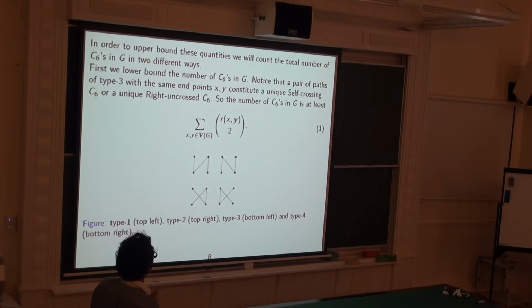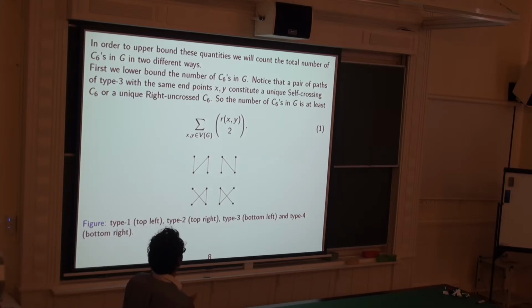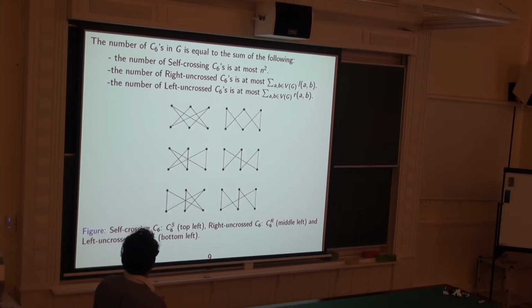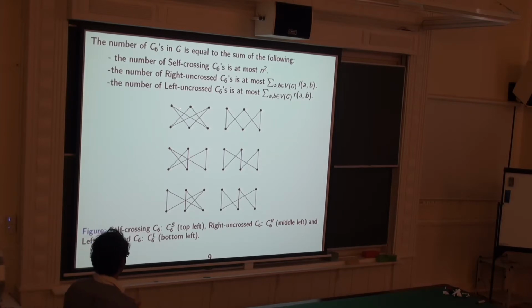So this is a little bit crude, but it is enough to show that the number of C6s is at least this much, because for any two paths of this type, you get a unique C6. So the total number of C6s is at least this much. Now we have to upper bound the total number of C6s. Of course, the allowed C6s are these three types. Now we just have to upper bound each one separately.